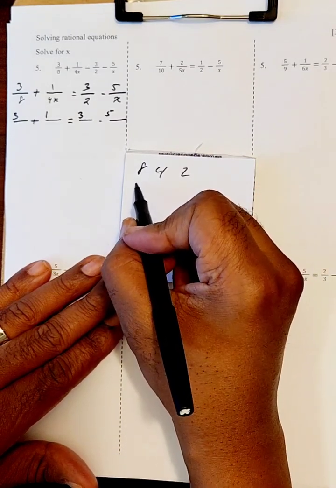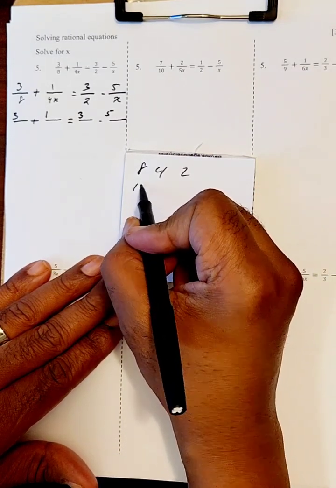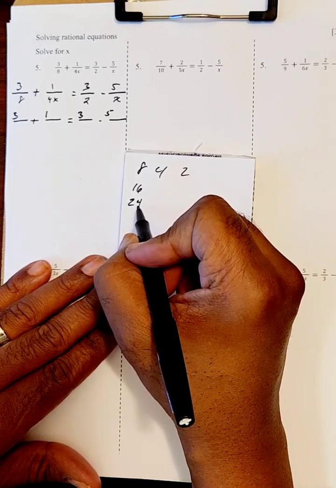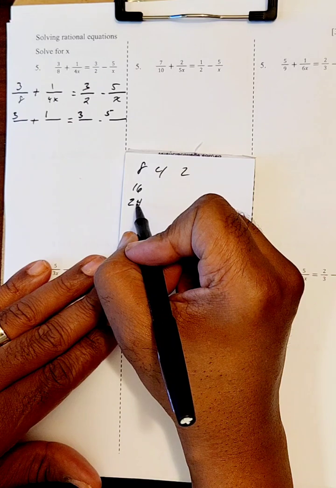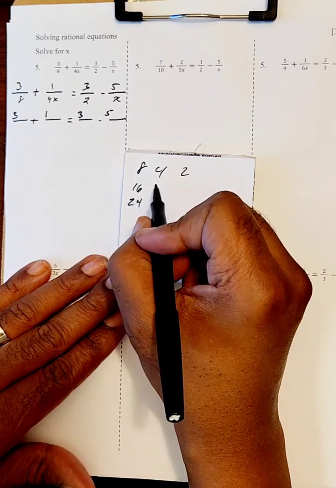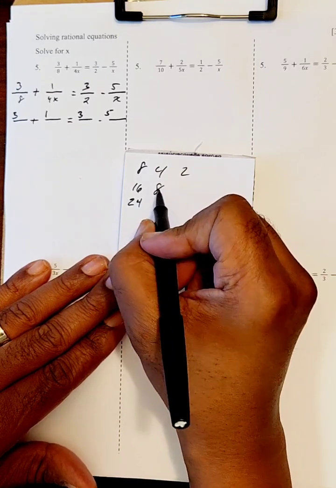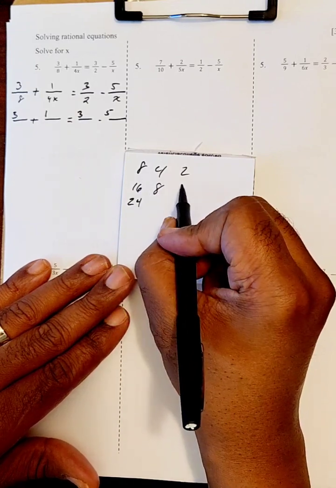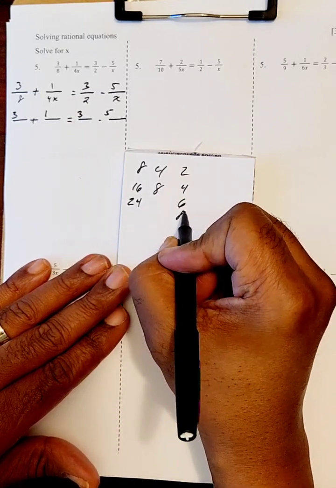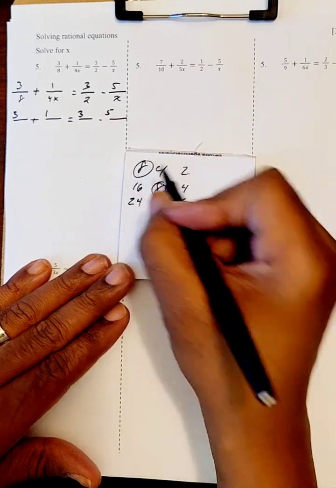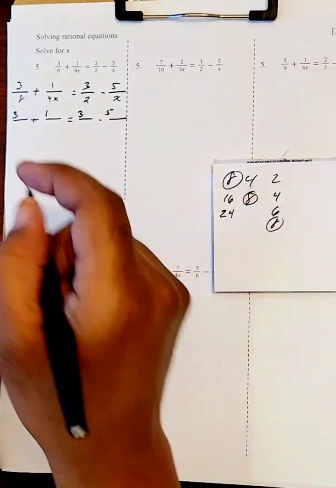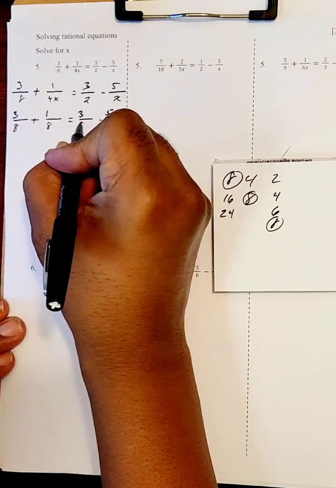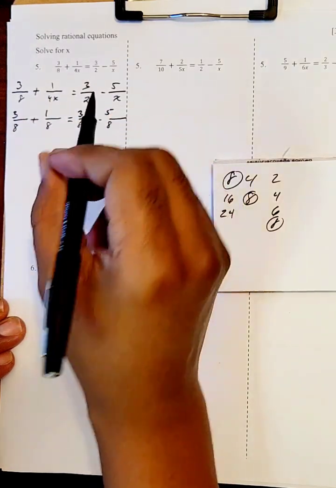The 8 times tables will be 8, 16, 24. The 4 times tables will be 4, 8. Oh, I already found that right there. The 8s are matching. So 2, 4, 6, and 8. So our LCD would be 8. So we have 8 here, 8, 8, and 8.